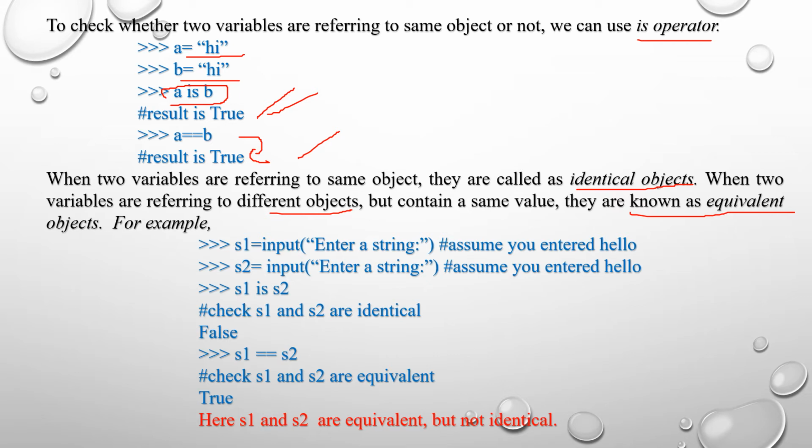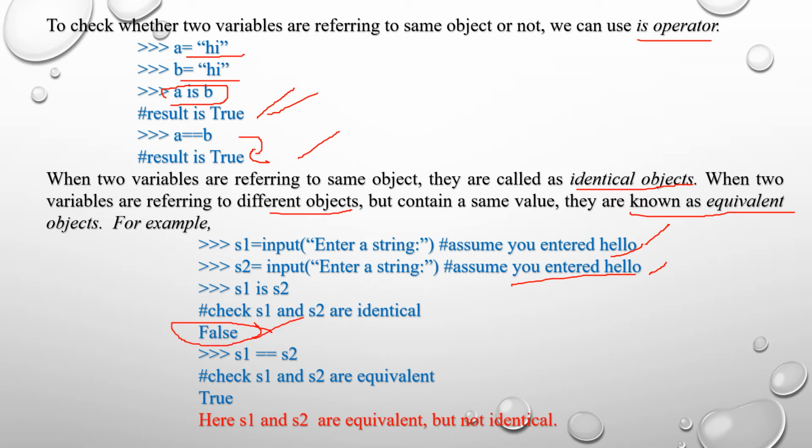For example, consider s1 is equal to input, enter a string. Assume you have entered hello. And s2 is equal to input, enter a string, and again you enter hello. Here input is the function asking for and taking the user input. After that we check s1 is s2. Both entered words are hello and hello, so they look the same, but the Python interpreter gives False.